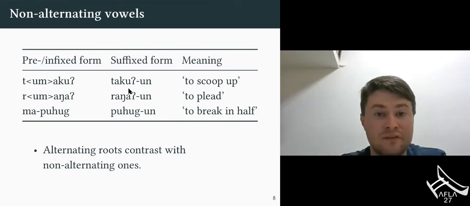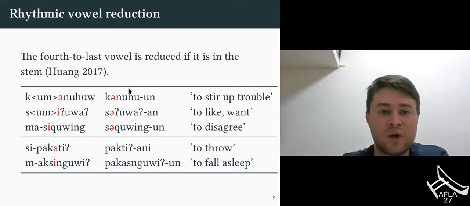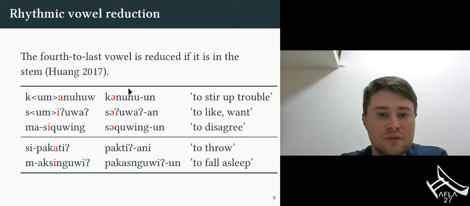There's another process in Matu'uwal specifically that is rhythmic vowel reduction. It has been talked about by Huang in the past, and basically what you see on the surface is that the fourth to last vowel, if it falls on the root, then it gets reduced to a schwa.